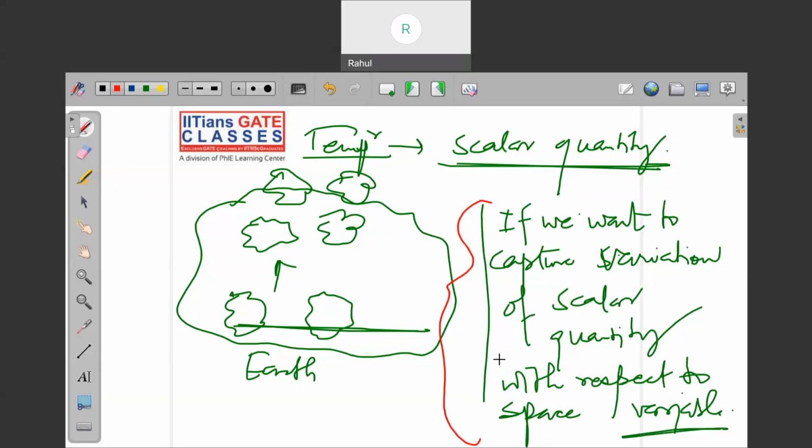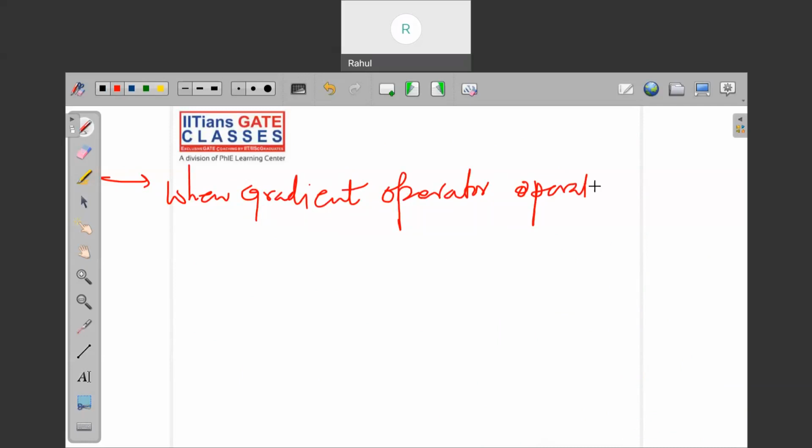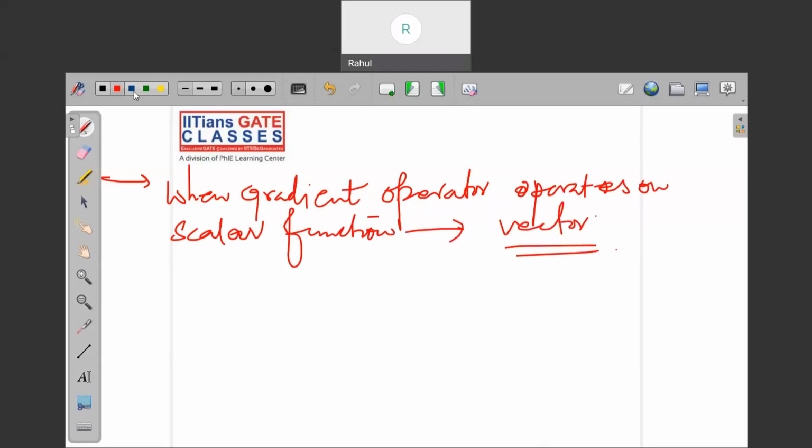All these kinds of information will be stored or captured by the gradient operator. Remember, when the gradient operator operates on a scalar function, it gives you a vector one. It gives you a vector, understand? So always keep this in mind.